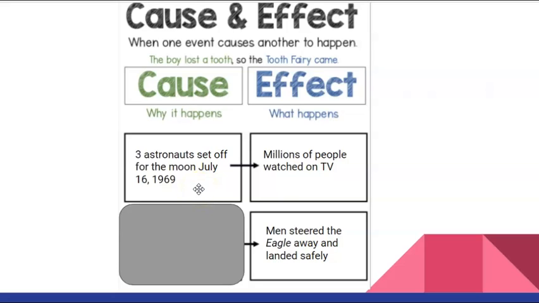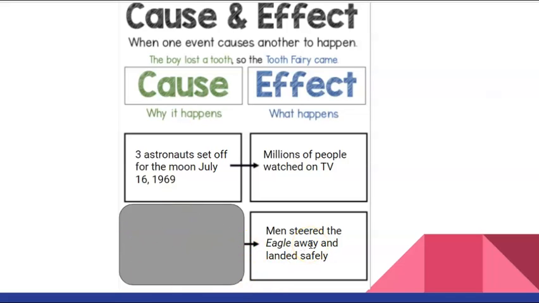Do you see what I'm doing to help myself identify cause and effect? I need to use my brain and what we know from the story. I'm going to help again with this next one. Follow along and let's see if you can do it next time. This time I don't know what the cause is, but I know what the effect is. It says, men steered the Eagle away and landed safely. So I know, the men steered the Eagle away. I need to think why. I'm missing the cause. Why did the men steer the Eagle away?